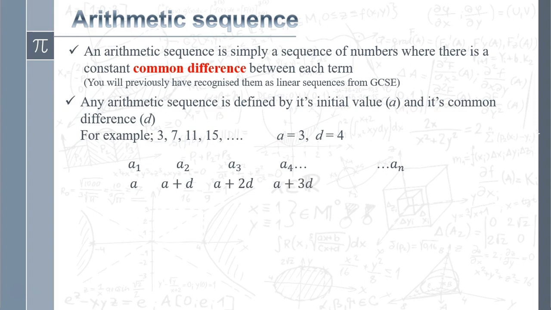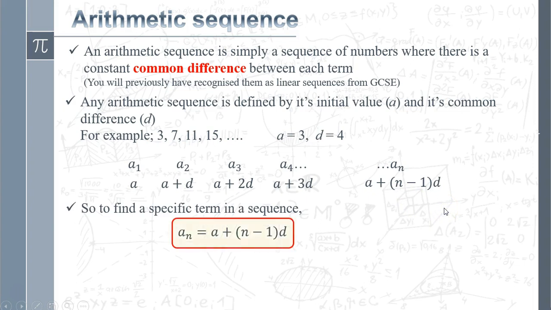You'll notice the amount of the difference that we're adding on here. For example, in the fourth term, we're adding on 3 lots of the difference. With the third term, we're adding on 2 lots of the difference. So by the time we get to the nth term, we're adding on n minus 1 lots of the difference. So to find a specific term in the sequence, that's the formula: the nth term is A plus (n minus 1)D. There's our first formula to find any given term.